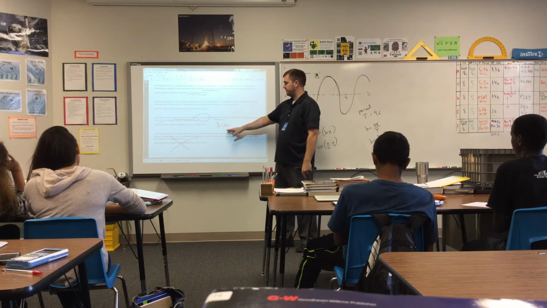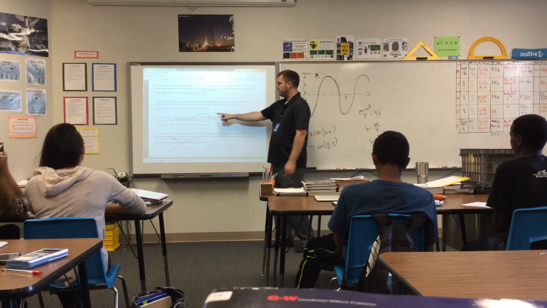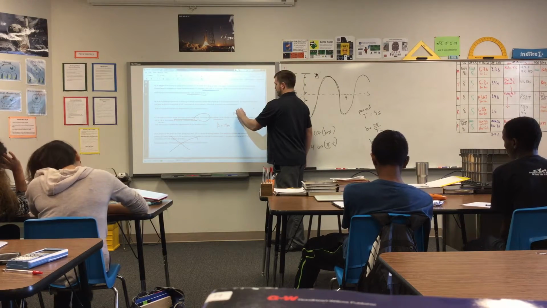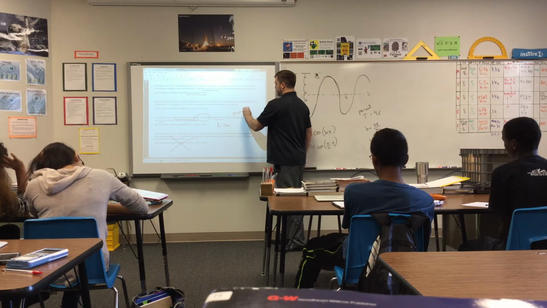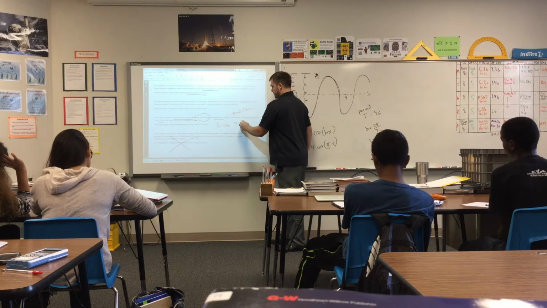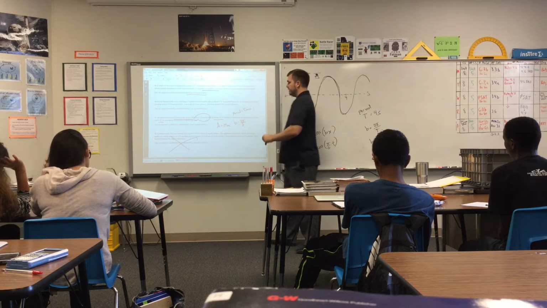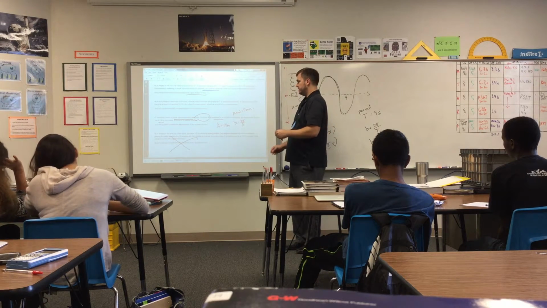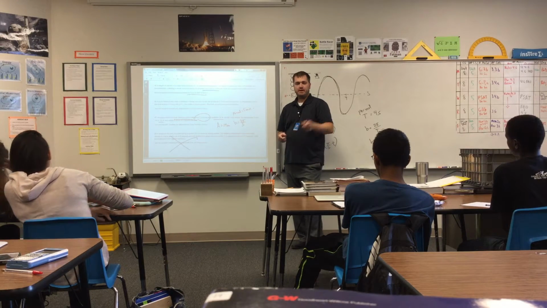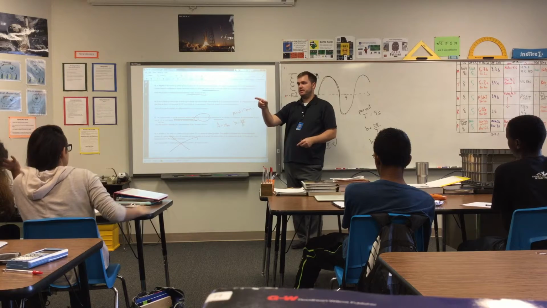Let's take care of the easy stuff we know. A is 14. What's the period? 5. Period is 5 minutes. So what's our B value? B is 2 pi over 5. Now here's the question. Is it sine or cosine? I hear sine, I hear negative sine. Sine.